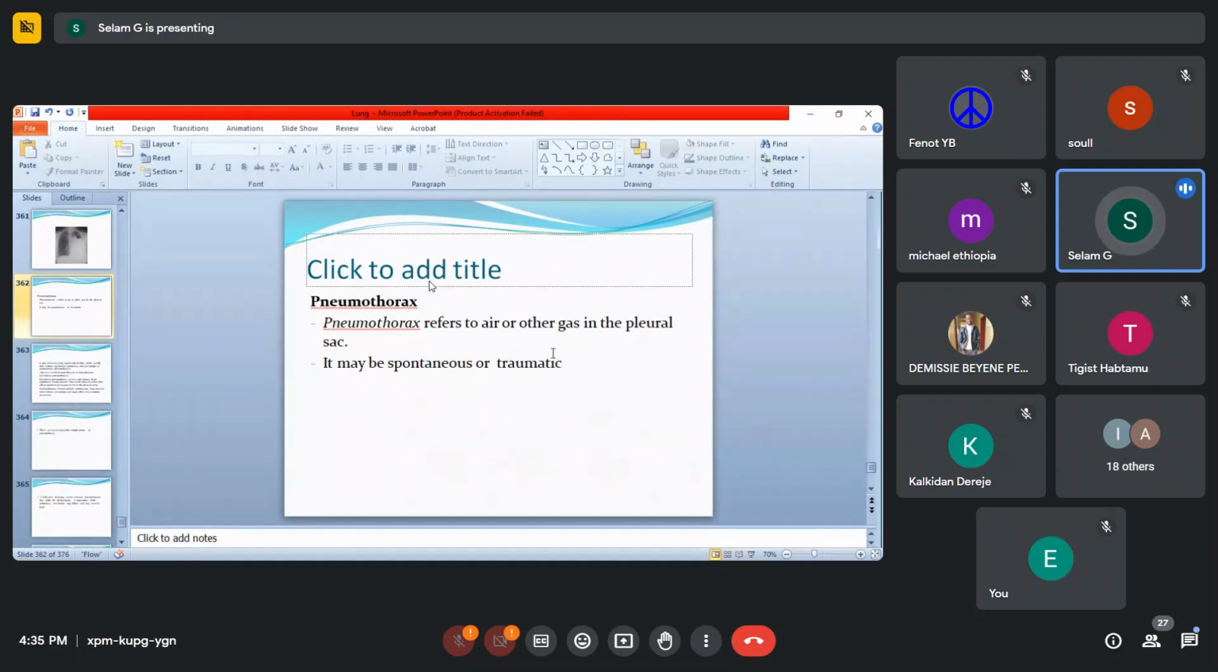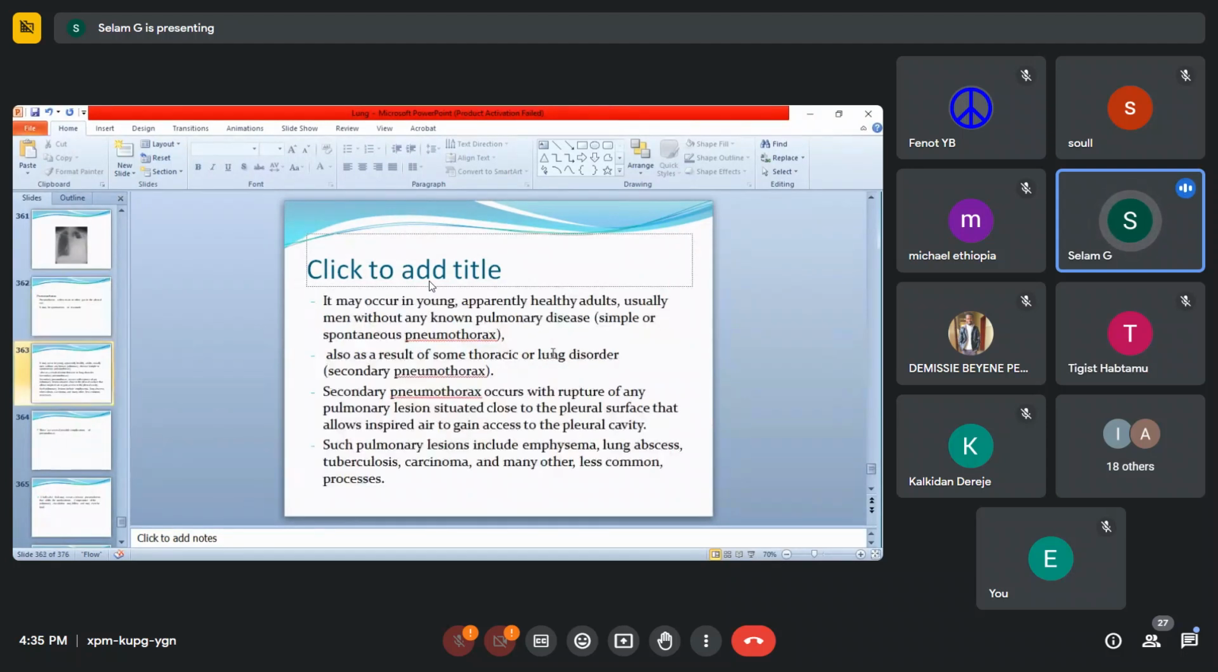It may be spontaneous or traumatic. Spontaneous from blebs occurring in emphysematous lung, or traumatic, if there is penetrating trauma to the chest or a traffic accident opening the cavity to the lung. It may occur in young, apparently healthy adults, usually male, without any pulmonary disease, like simple or spontaneous pneumothorax. Also, as a result of some thoracic or lung disorders, like secondary pneumothorax.